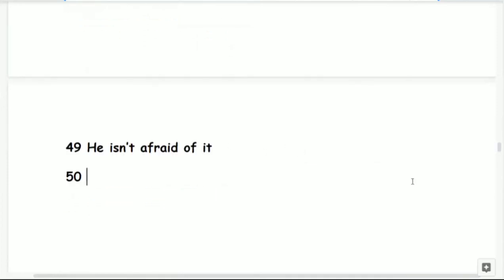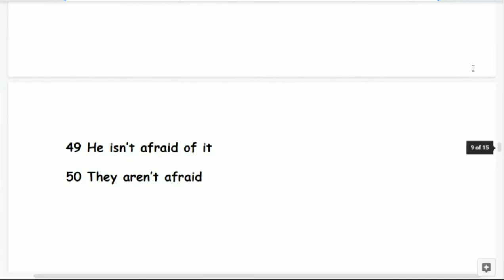And our last sentence in this part, onlar qorxmurlar. They aren't afraid. Okay? They aren't afraid. To be afraid, qorxmaq, bir şeydən qorxmaq. To be afraid of something.